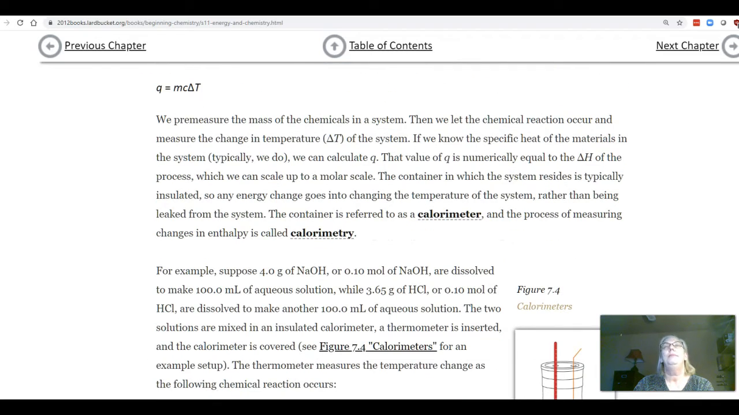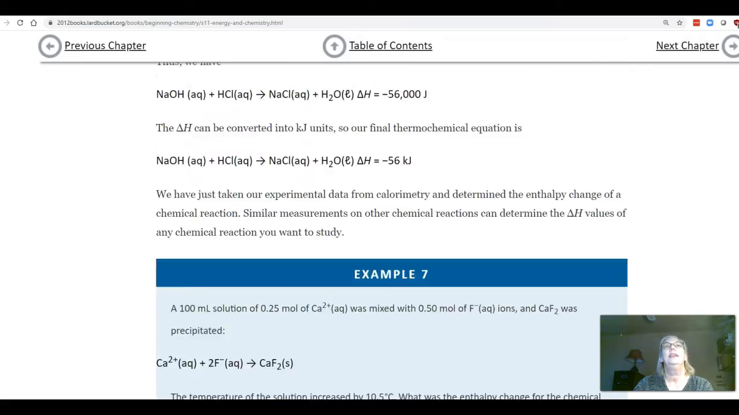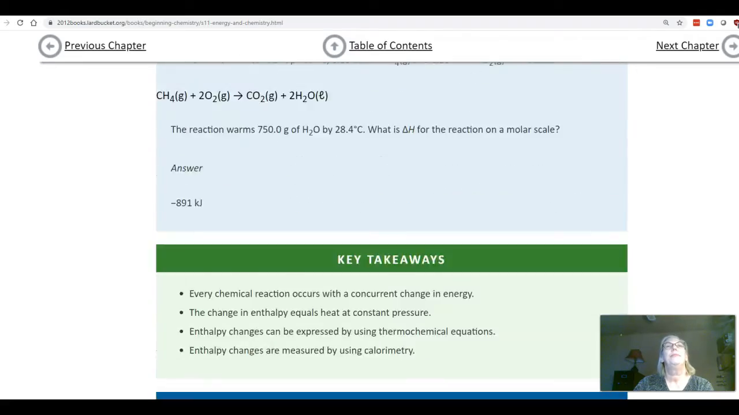And then often in chemistry you're going to use something called a calorimeter to measure this energy change in a reaction. So understand how this calorimeter works.